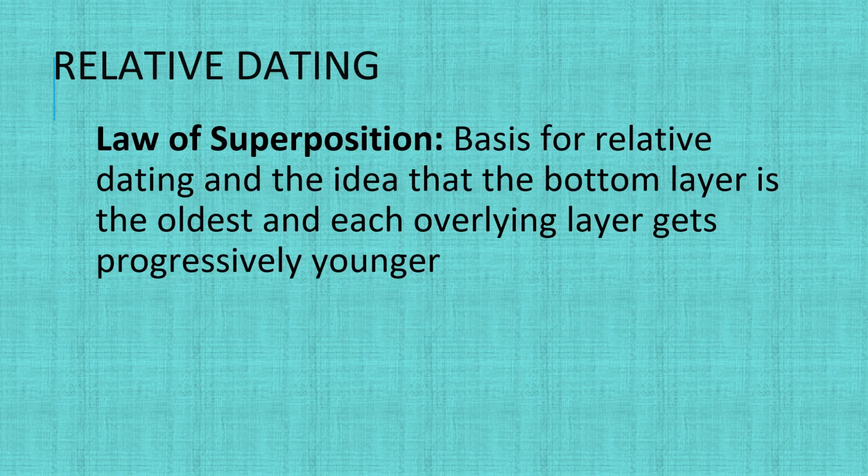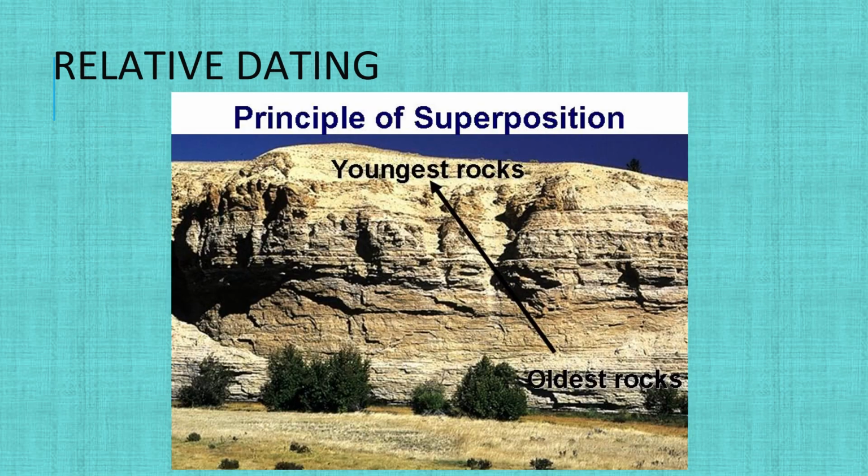All right, next is the law of superposition. So this is like the entire basis for the idea of relative dating. And this is just saying that the bottom layer is the oldest and each overlying layer gets progressively younger. And this makes sense, right? Like if you drop something on top of a pile, it doesn't fall to the bottom, right? The last thing that got thrown onto a pile of stuff is the thing that is going to be on the top. It's the same with sediments that get deposited to make our rocks.